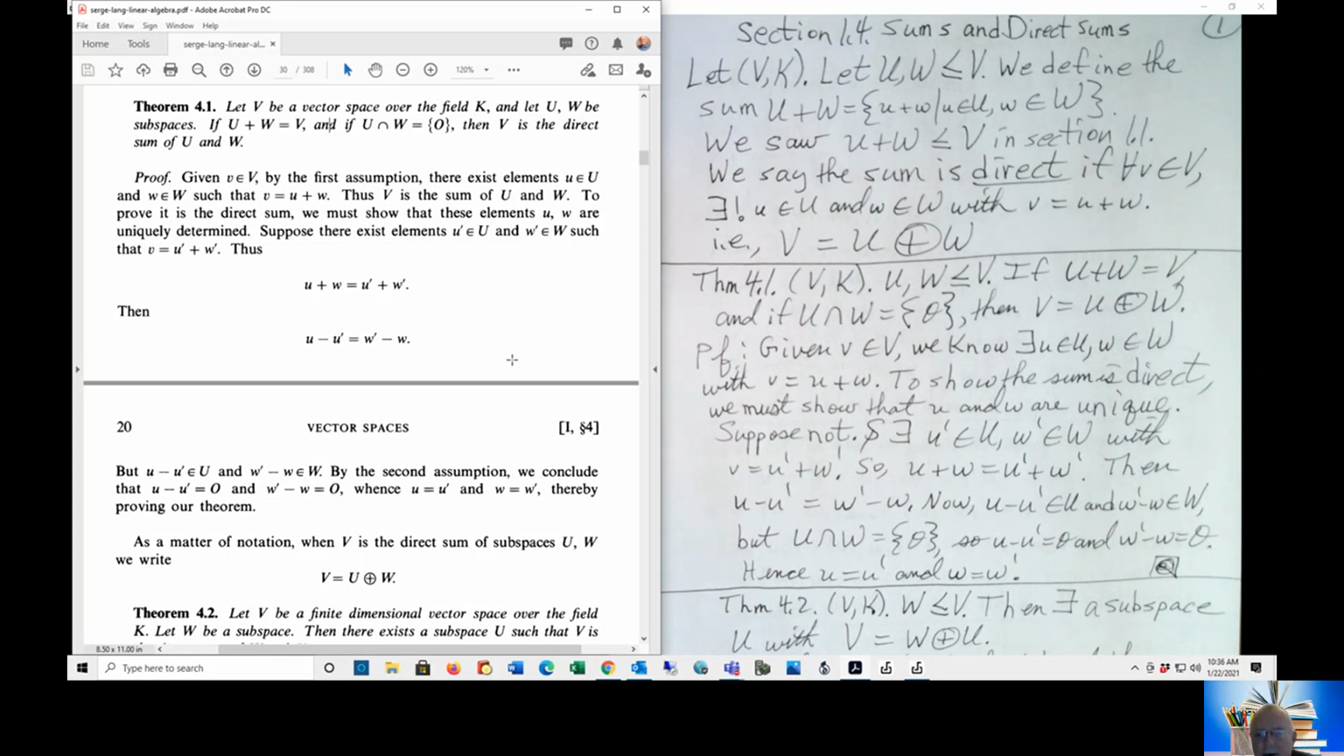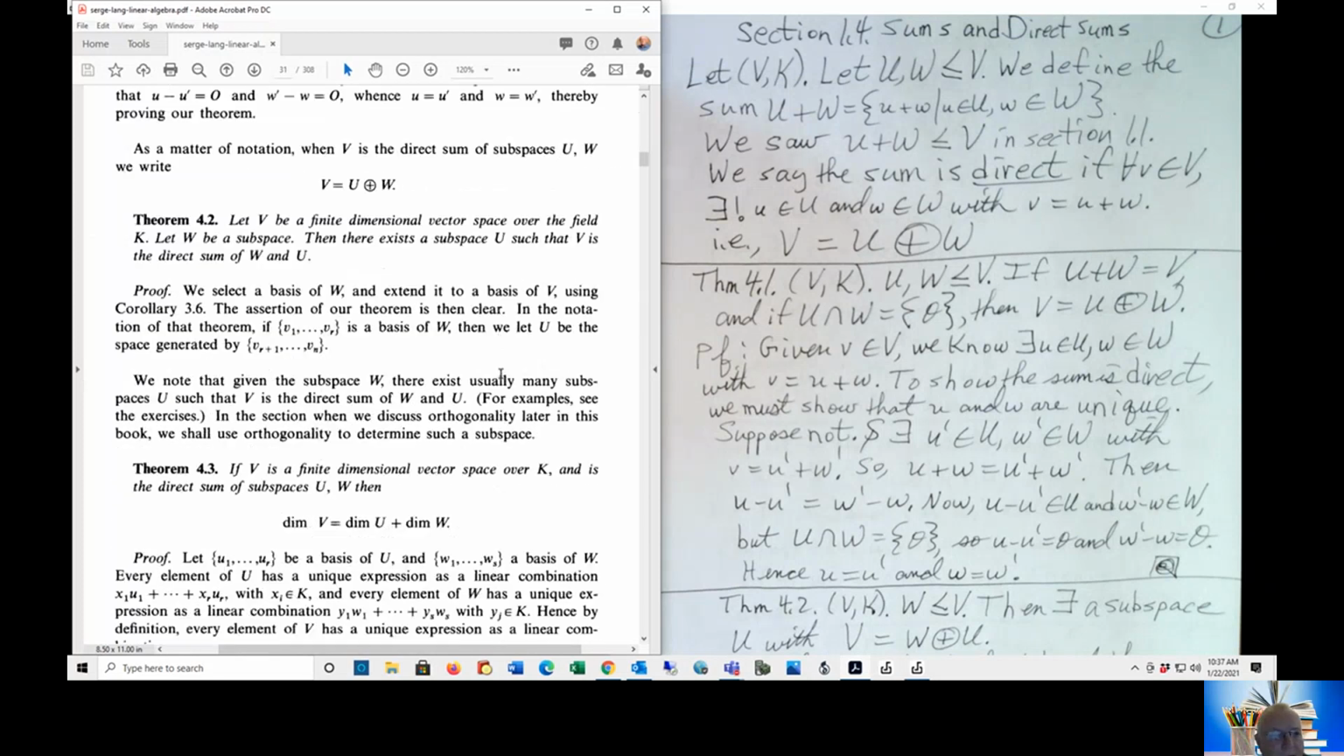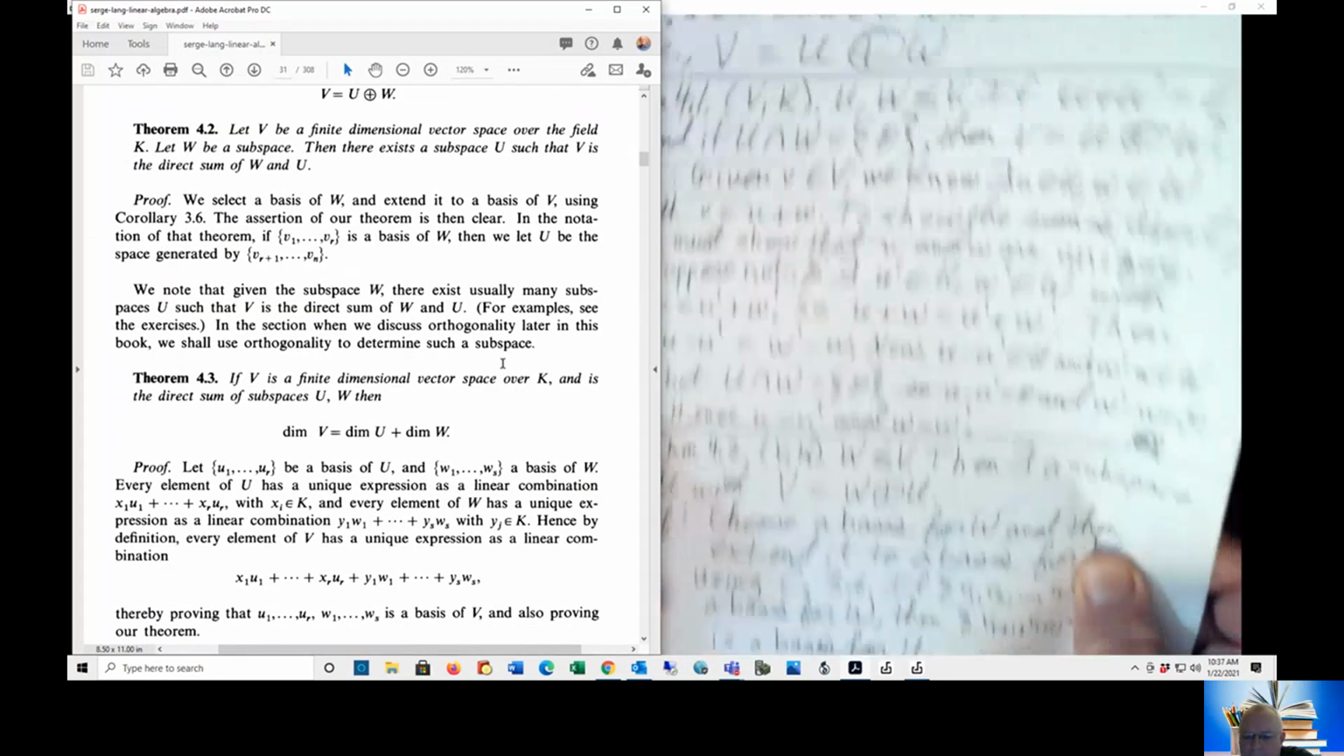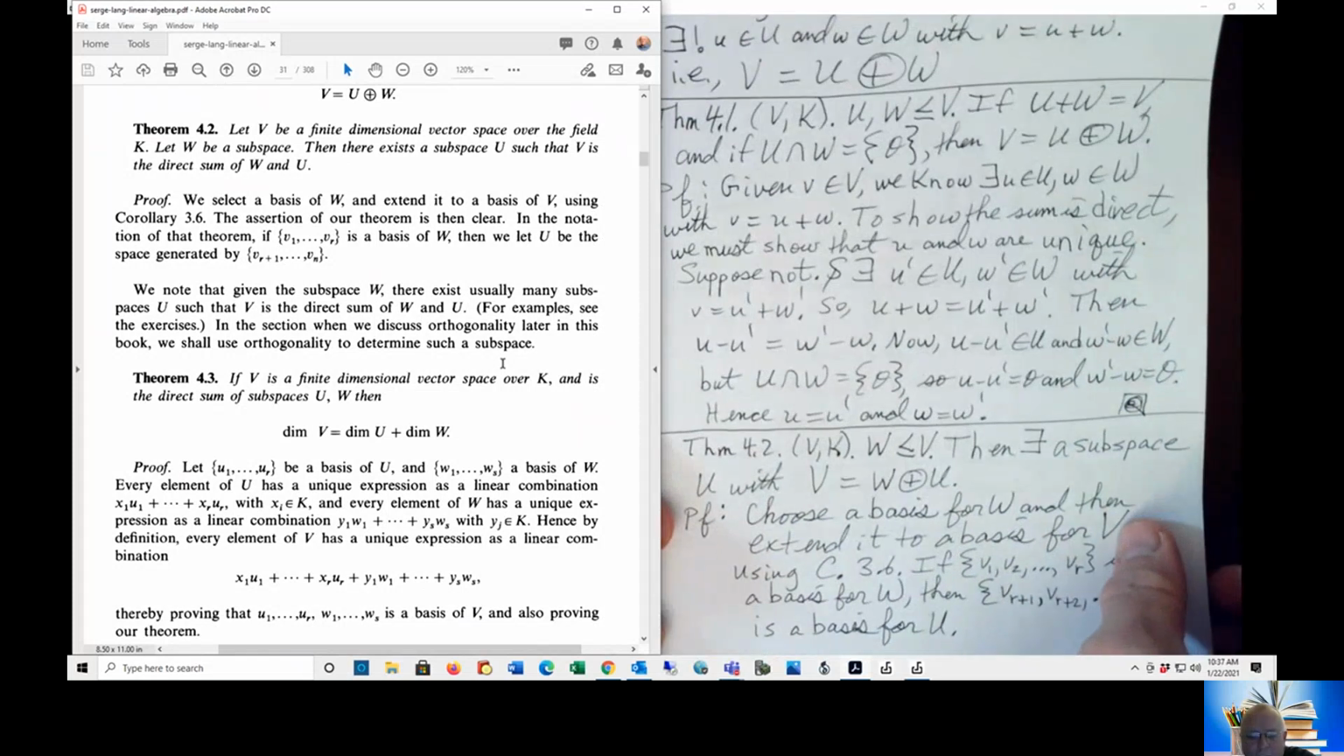As a matter of notation, when the sum is direct, we write the plus symbol with a circle around it. All right, Theorem 4.2 tells us the following.